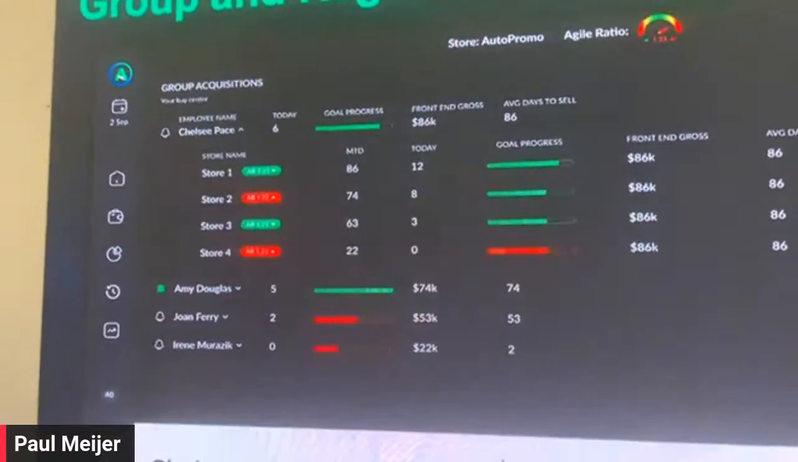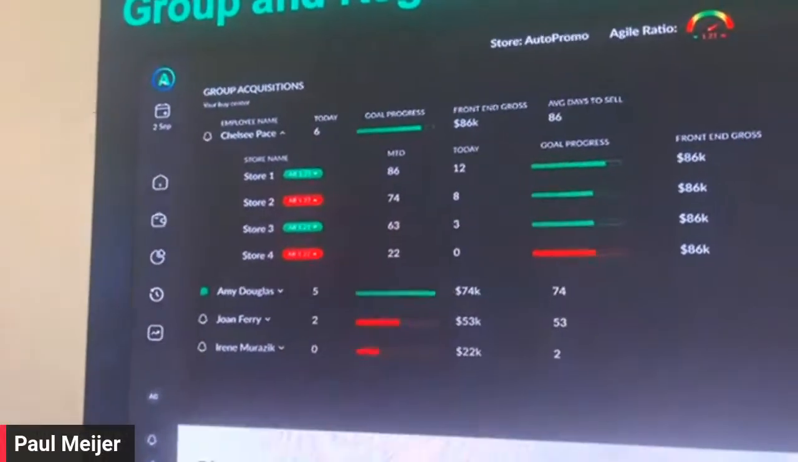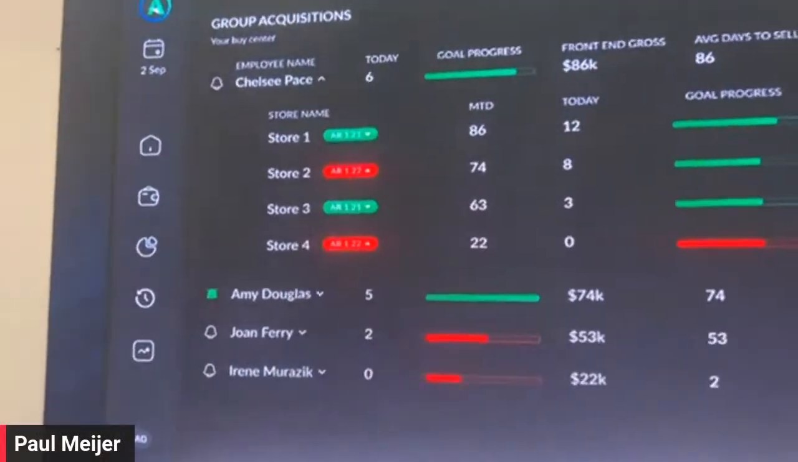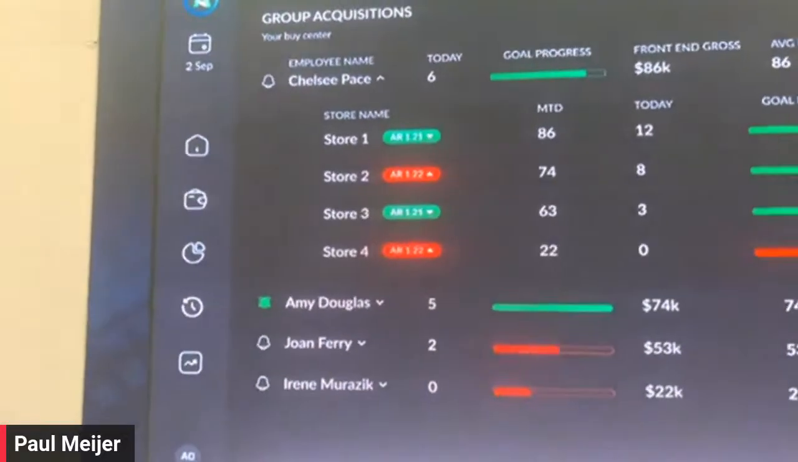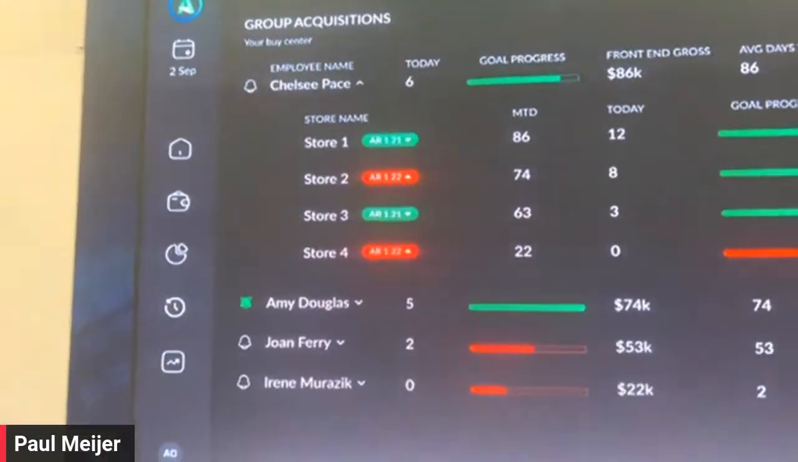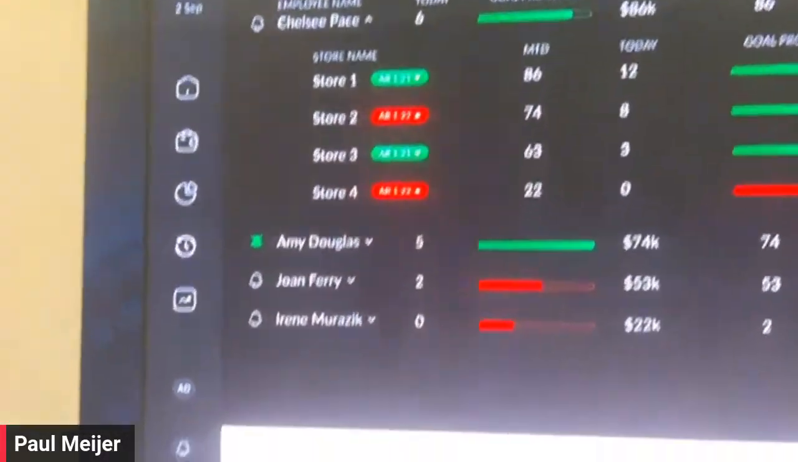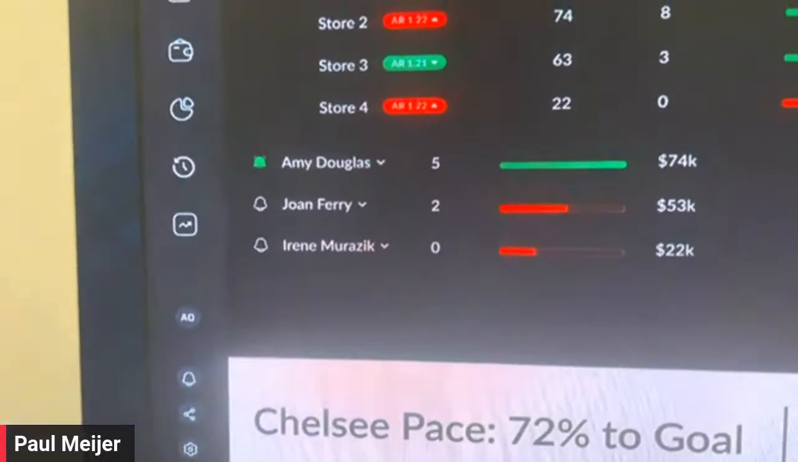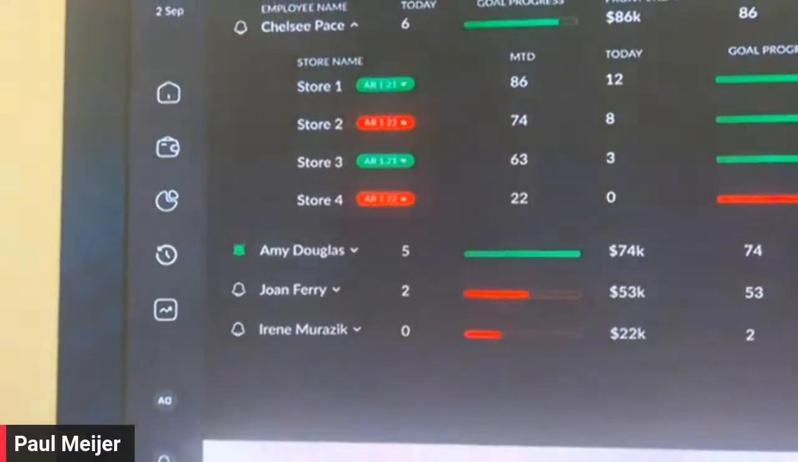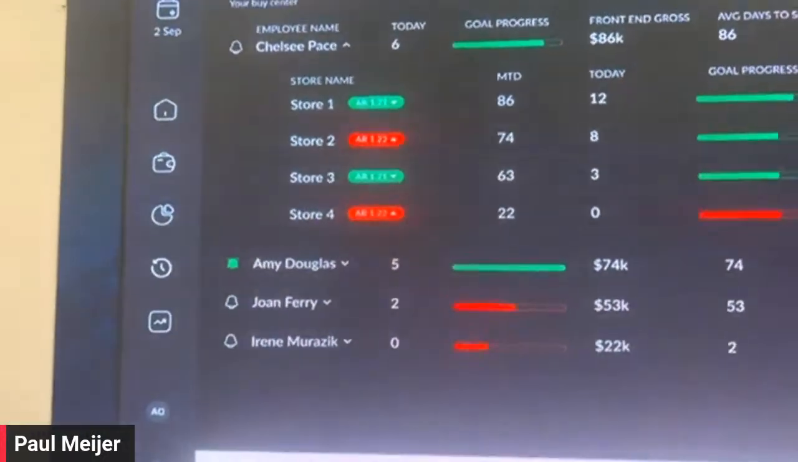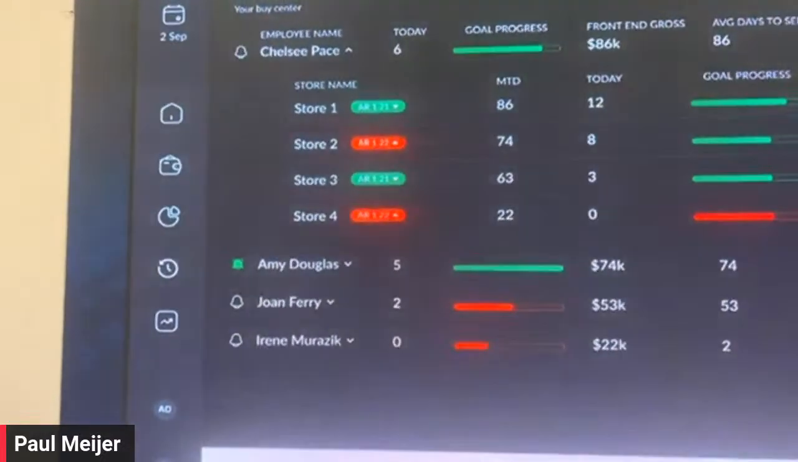Yes. Okay. So right now what you're looking at is a centralized buying team dashboard. So Chelsea, Amy, Joan, and Irene are all buyers for the central team or for the store. And what we're looking at is how they're buying. So they have these stores underneath them. Chelsea's got store 1, 2, 3, and 4. She buys for those stores.